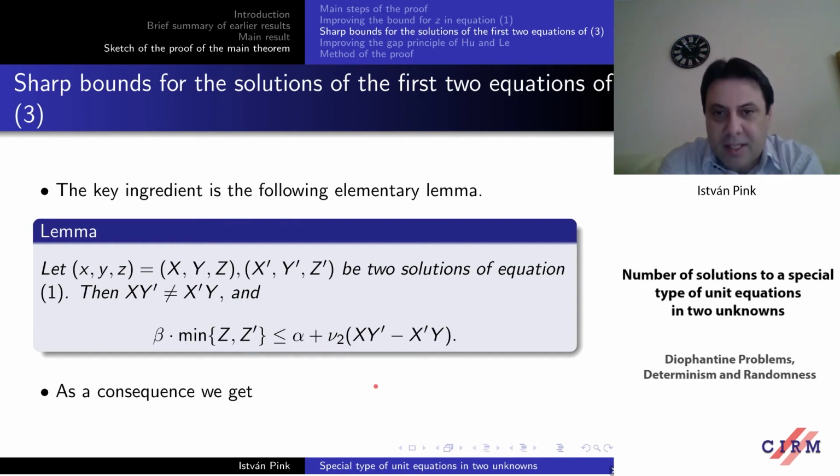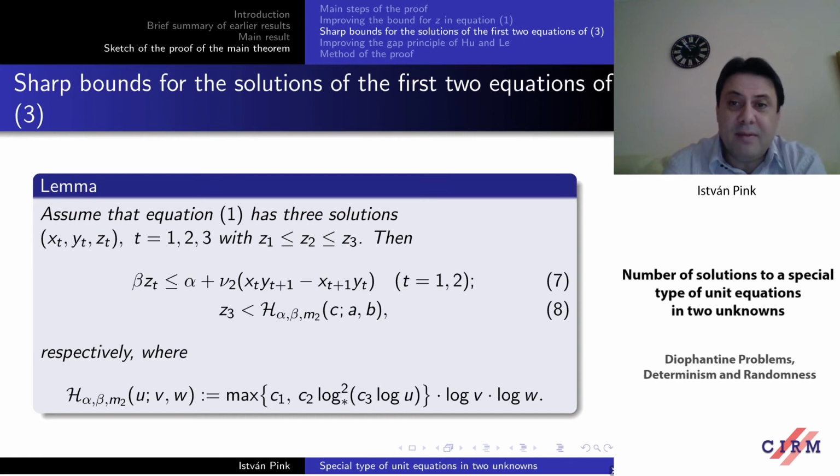at the computational step. And as a consequence, we get the following lemma, namely, under the assumption that we have three solutions, we obtain that in fact, the first two z's can be bounded by a constant provided by the previous lemma, and the largest one can be bounded by Baker's method.